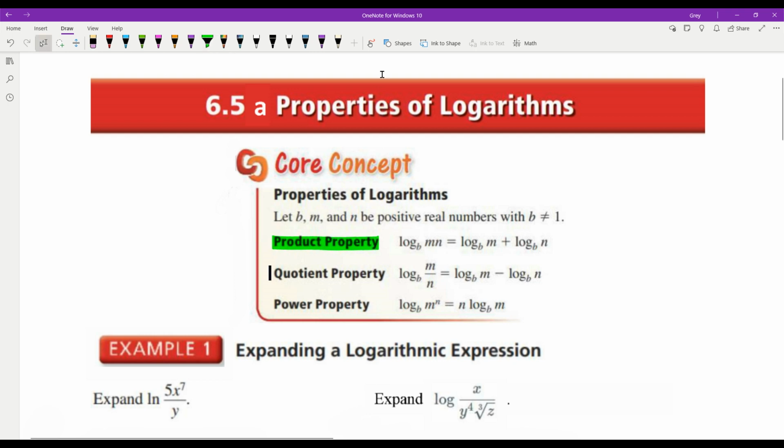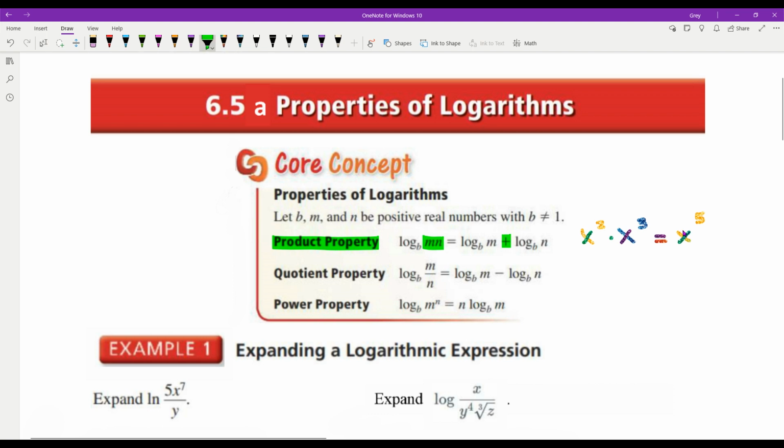The product property tells you that the log of a product is equal to the sum of the logs. Think about what you do when you multiply with exponents. x squared times x to the third. Remember, the log is the exponent. When I'm multiplying, what do I do to the exponents? I add them, and that's x to the fifth. So that's what this is doing, that same kind of thing.